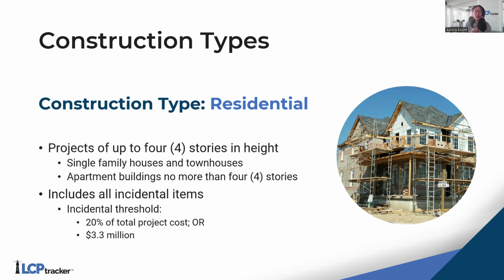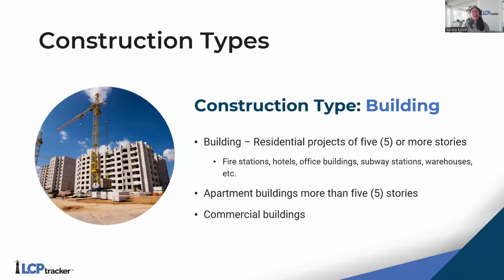Is it under the 20% threshold or is it below 3.3 million? Okay, if it's under one of those 2 thresholds, you're good. You do not have to go out looking for another wage determination. You just need to use your residential construction type because that work would be considered incidental. Let's keep going. So the second construction type is building.